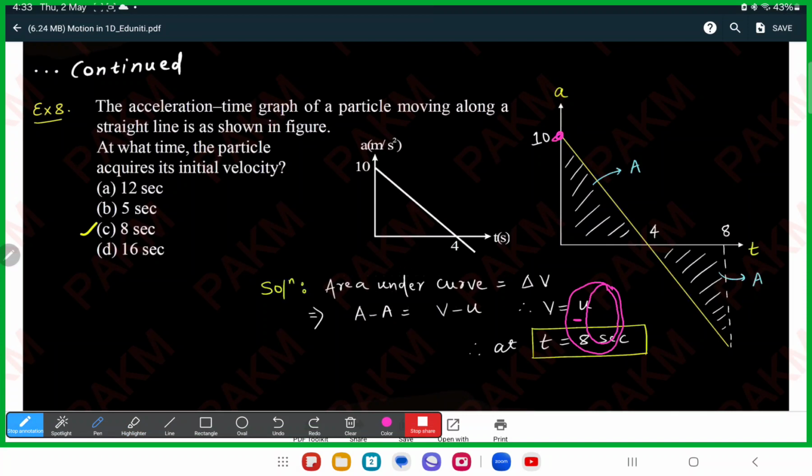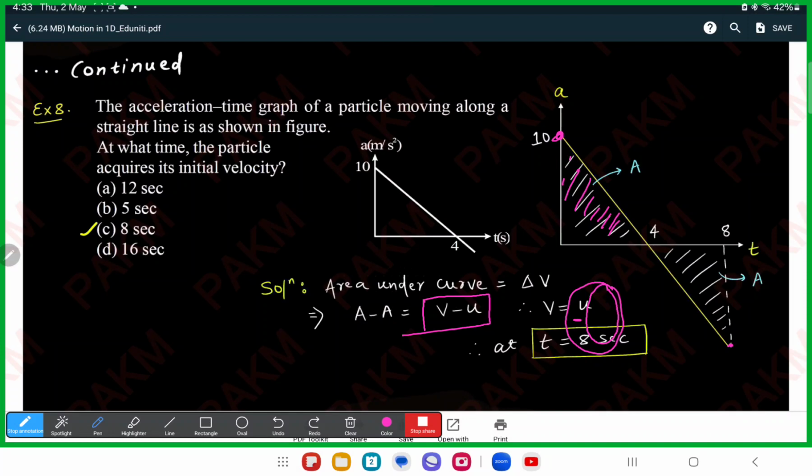So for this graph, once we have a stretch, the area under the curve is going to give me V minus U. So V minus U, clear? So here we can ask at which particular time the particle acquires the initial velocity. Initial velocity means v should be equal to u. So v is equal to u, once we have calculated the area.